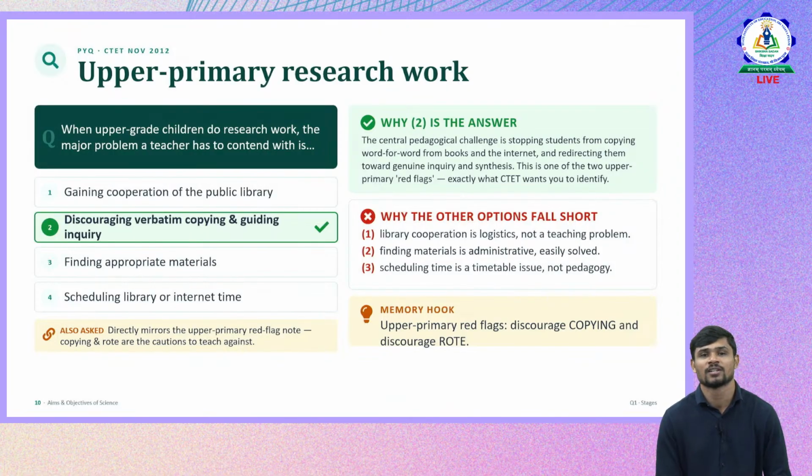The options are gaining cooperation of the public library, finding appropriate materials, scheduling library or internet time. The right answer is discouraging verbatim copying and guiding inquiry. So guiding inquiry is the major challenge that a teacher might face in a science class at upper primary level, because all other things like cooperating with the public library, finding materials and internet facilities are fine. But in the classroom, encouraging and promoting guided inquiry, inquiry in the sense of investigation or experimentation, is a little challenging.